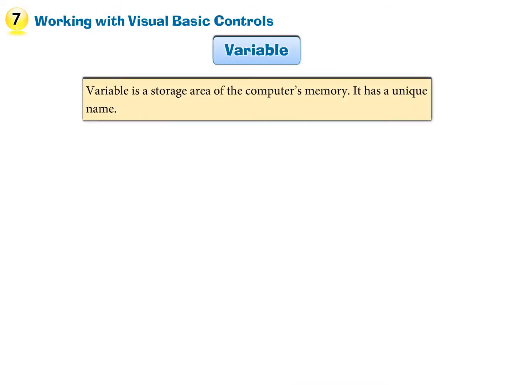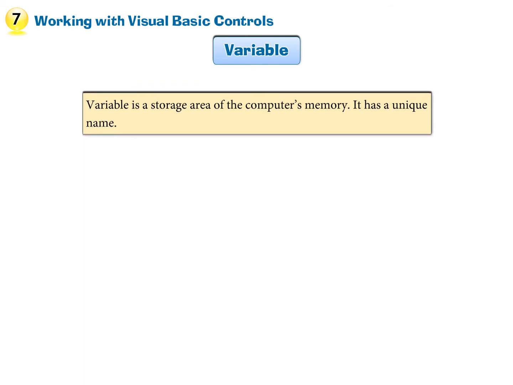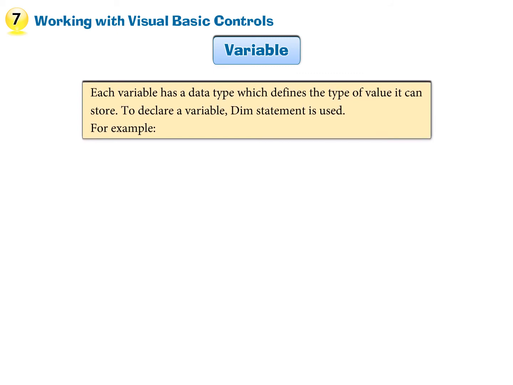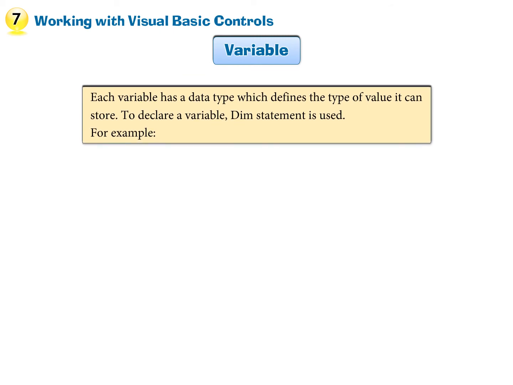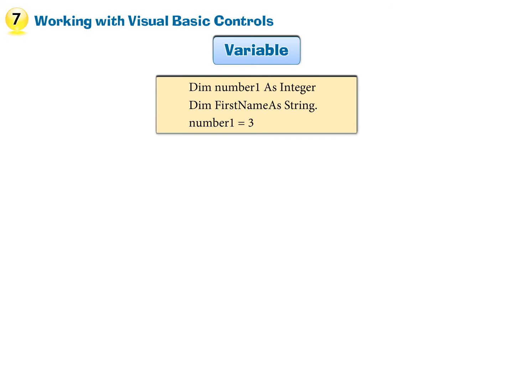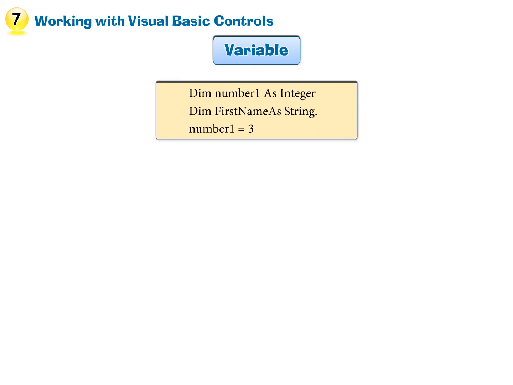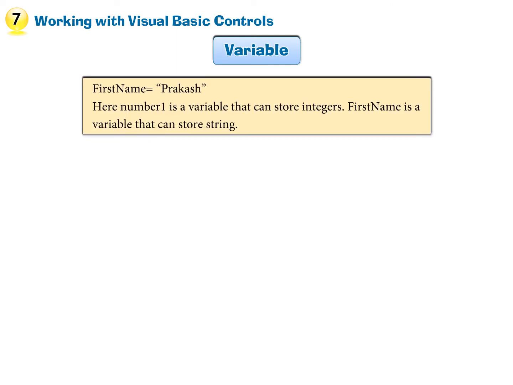Variable. A variable is a storage area of the computer's memory. It has a unique name. Each variable has a data type which defines the type of value it can store. To declare a variable, the Dim statement is used. For example, Dim number1 As Integer, Dim firstName As String. number1 = 3. firstName = "Prakash".